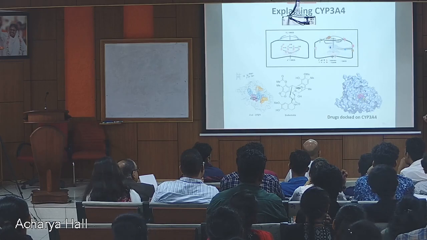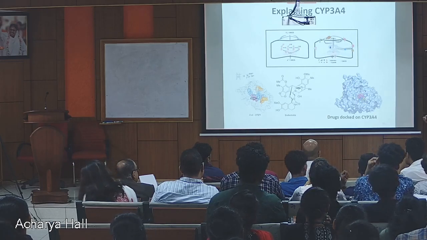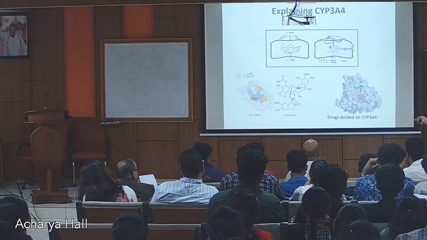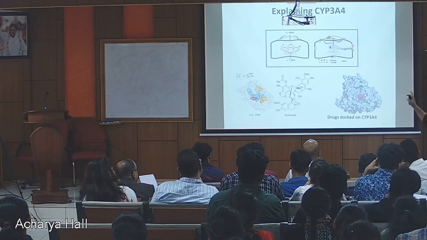So even if you see this major opening, you can see they are narrowing down at places. You can see this narrowing down here. This is just a representation for one kind of CYP. It varies from CYP to CYP.